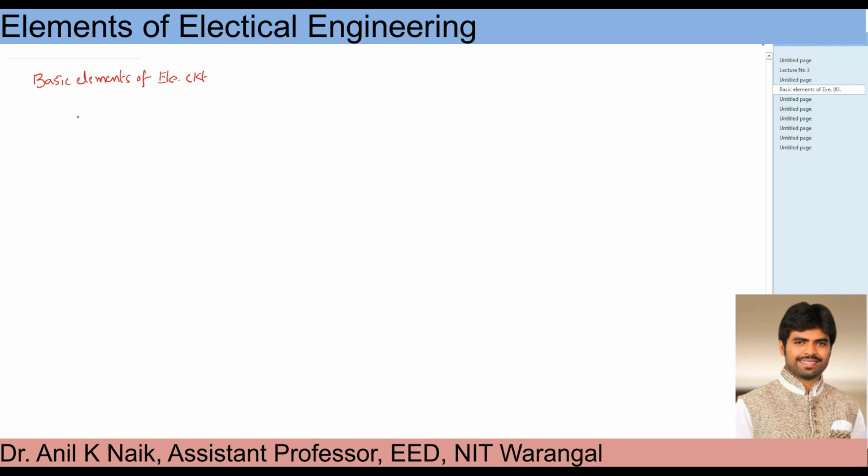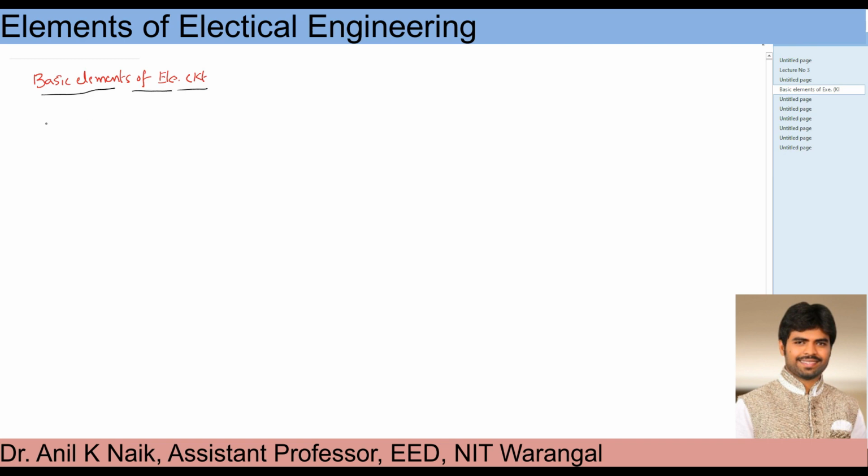So in the previous class, we went through the fundamental concepts of electrical engineering. In that we studied electric charge and current, what electrical potential is, the electrical potential difference, and electrical power and energy. These concepts we have already gone through. In this session, we're going to see what the basic elements of the electrical circuit are.